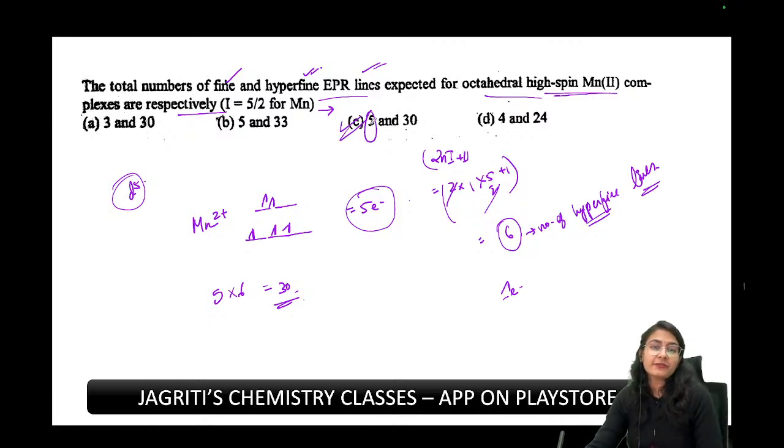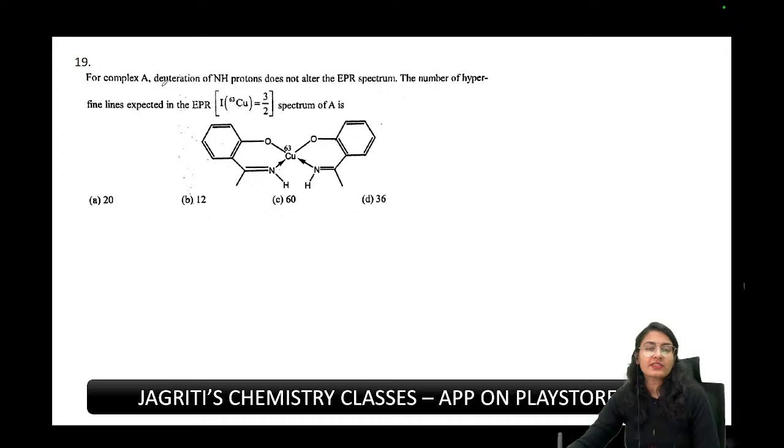You are having 5 fine lines and 30 hyperfine lines for each electron. There will be 6 lines like this. Okay, तो ये करेक्ट आंसर है. आगे चलते हैं guys. Very interesting question.